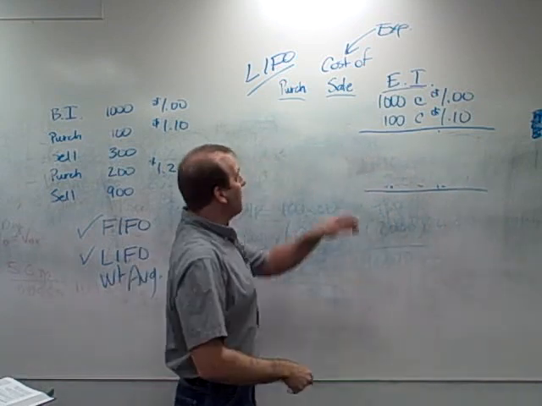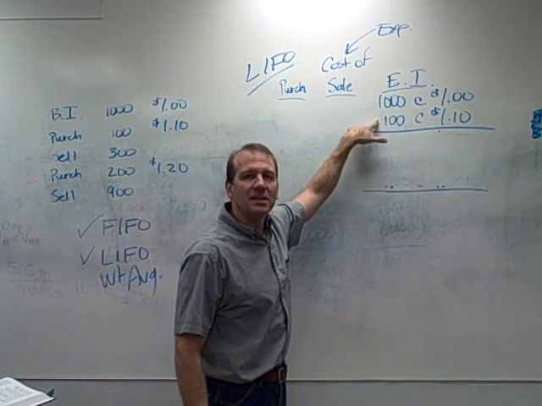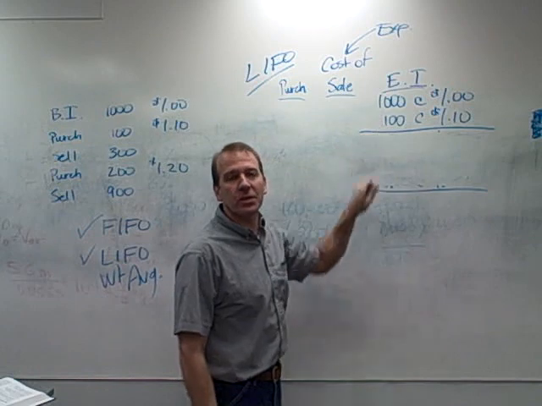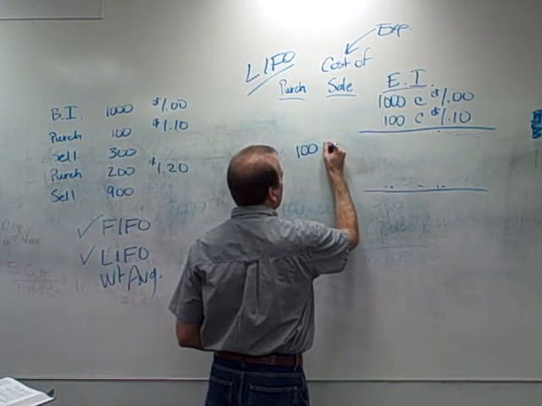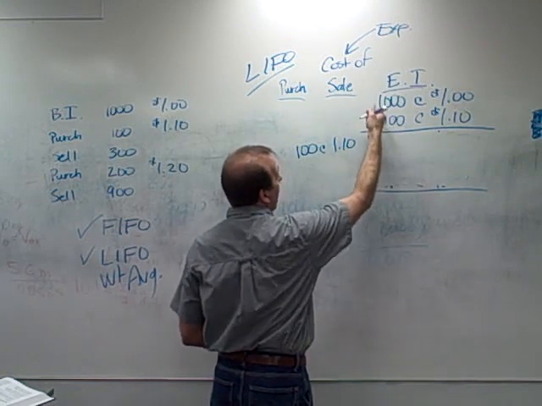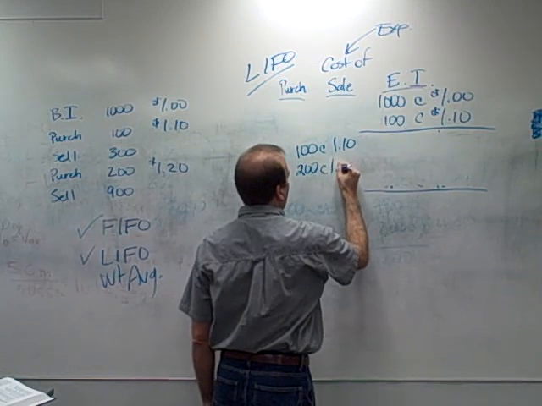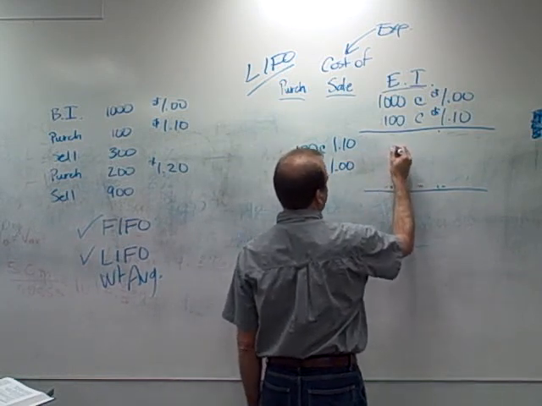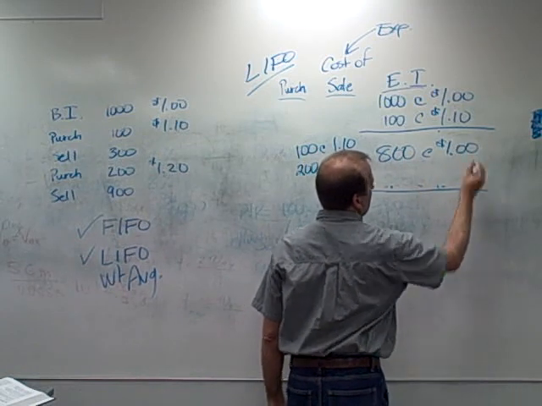Okay, so we have the 1,000, and then we purchased 100 more. LIFO, last in, first out. So we sold 100 of these $1.10 ones, and then those are all gone, so we've got to go up to there. So now we've got 200 of $1. So what do we have left? 800 at $1.